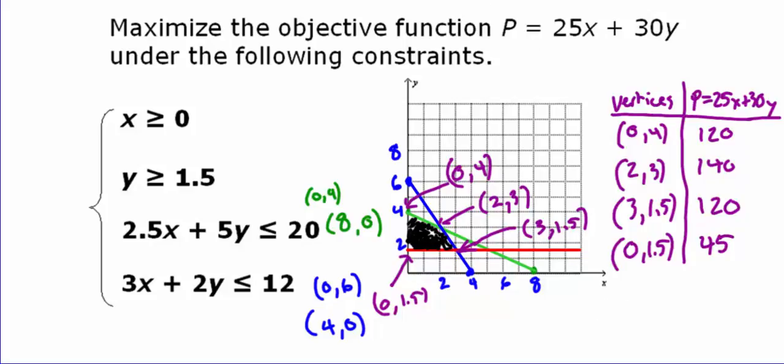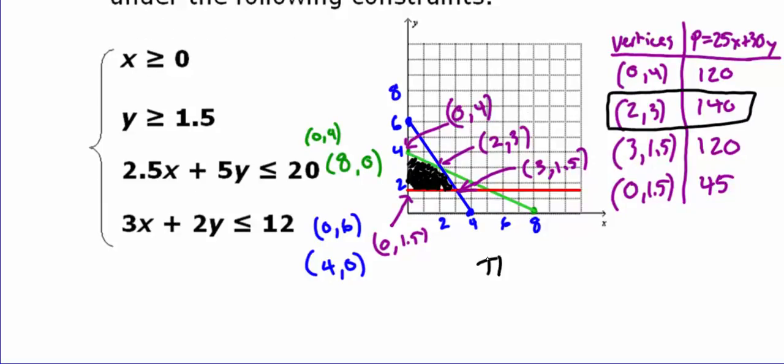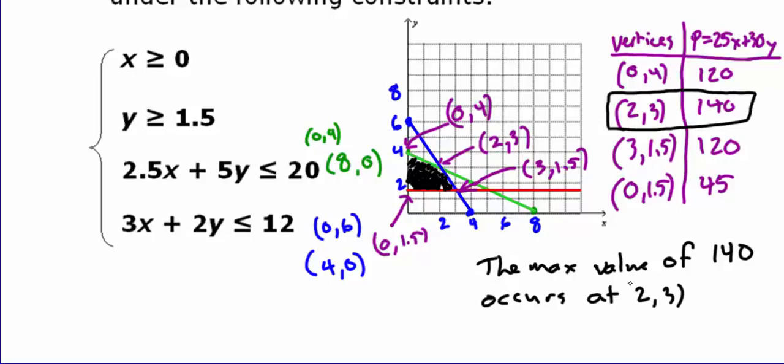All right, so the question then becomes, well, what do I do with this information? Honestly, it kind of makes more sense when it's a business application than when it's just a random problem like this. But here's the key word: maximize. What that means is I'm looking for the maximum value, and I look at the objective function and I see that 140 is the highest value. So the max value of 140 occurs at 2, 3.